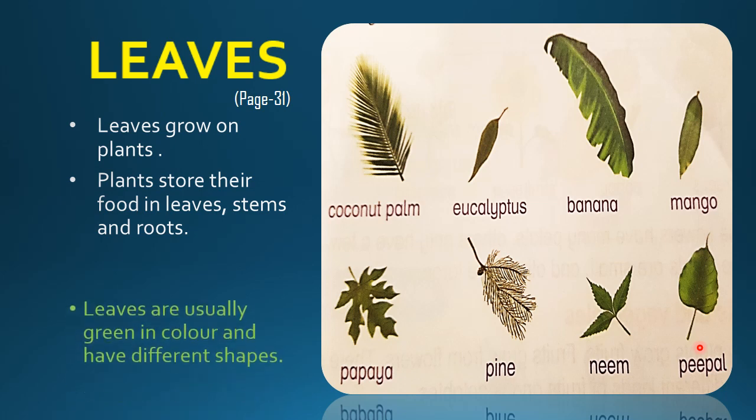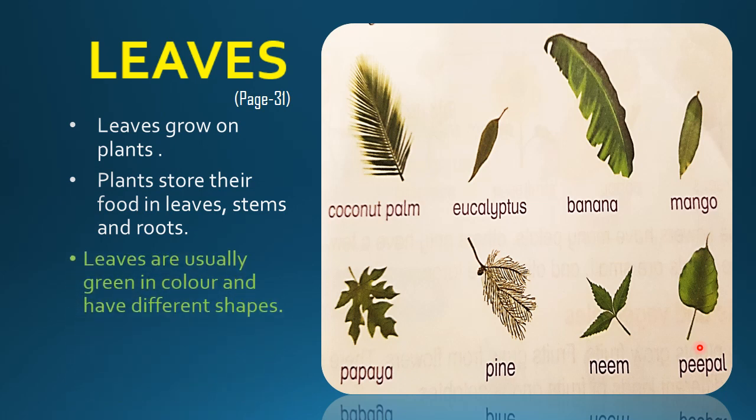Dear students, leaves are usually green in color and have different shapes. As we have just discussed, there are different leaves and they are different in shape. But most of the plants are green in color.